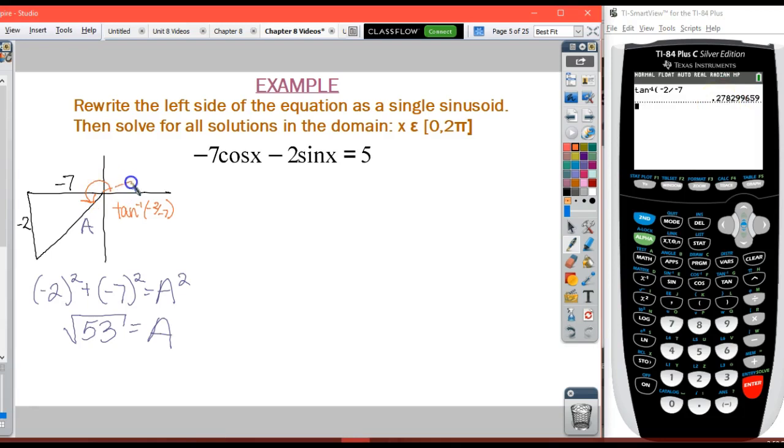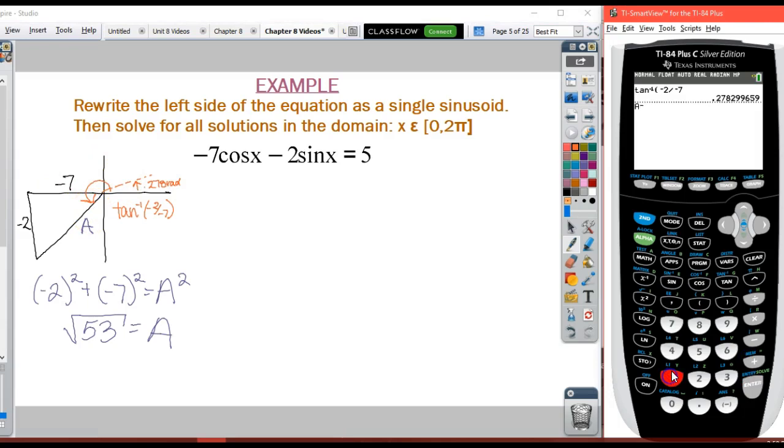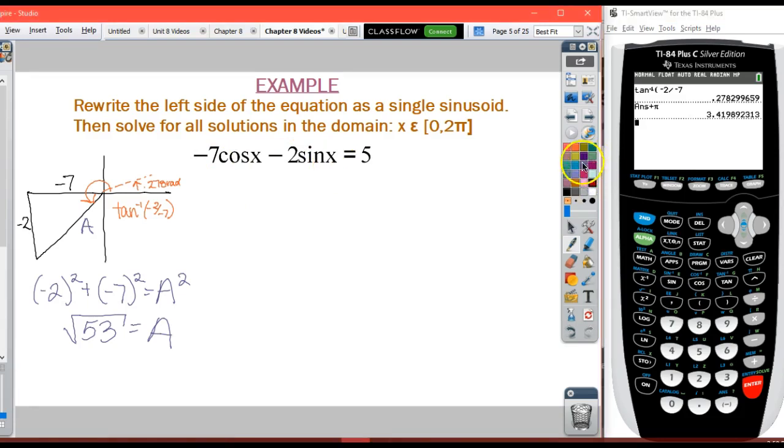Well, that puts me in the first quadrant, but we know that our angle needs to be down in the third, and so I will add pi to that answer to get to the correct quadrant. So we'll get 3.4198. And so I'm going to rewrite this as a cosine, and we did this in class, and we have a couple videos that you can watch too if you're confused on what we're doing here.